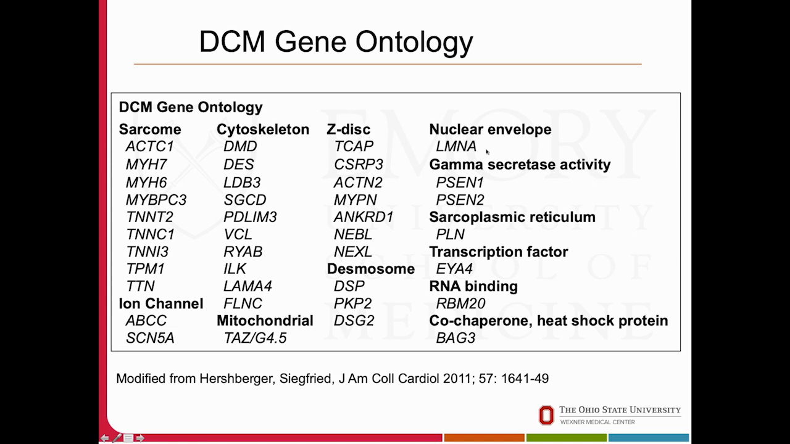And then lamin, this nuclear envelope protein that would be on no one's short list, as well as the presenilins we contributed, phospholamban, of course, calcium handling, transcription factor RBM20, a fascinating RNA binding protein, BAG3, a co-chaperone of heat shock proteins. Again, we contributed that to the literature. Mitochondrial, ion channels, SCN5A. So it's a diverse gene ontology, which again underlies the complexity.